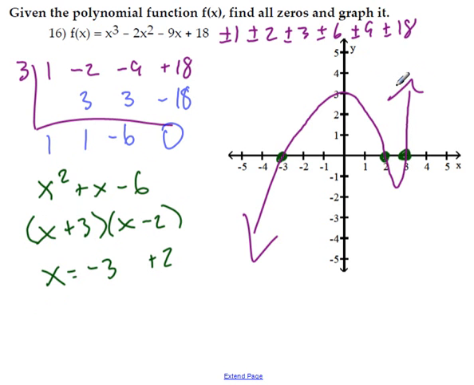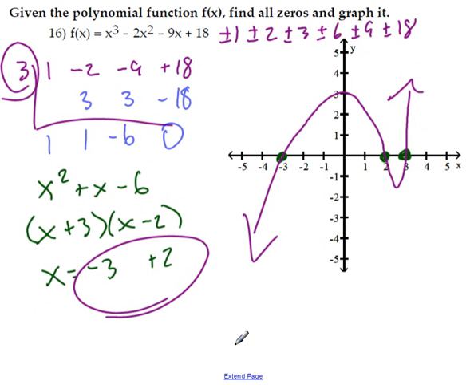And since the front is positive, I'm going to have this positive on the right. Go through my 3 intercepts that we've got, these two and that one, and that's good to go.